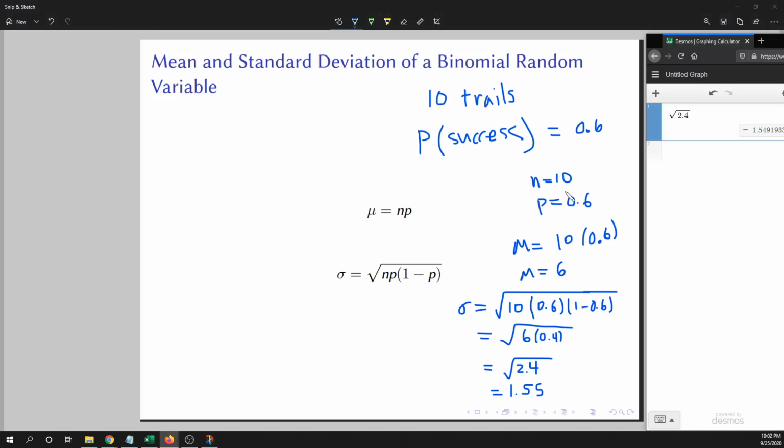You can see that is pretty straightforward. Instead of calculating it the long way like we did in 5.2 for a binomial random variable, if they ask you to calculate the mean and the standard deviation, which they will, then you would use these two formulas. Okay, and that is it for this one.